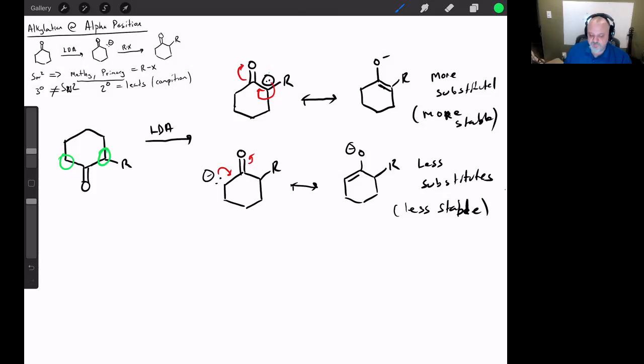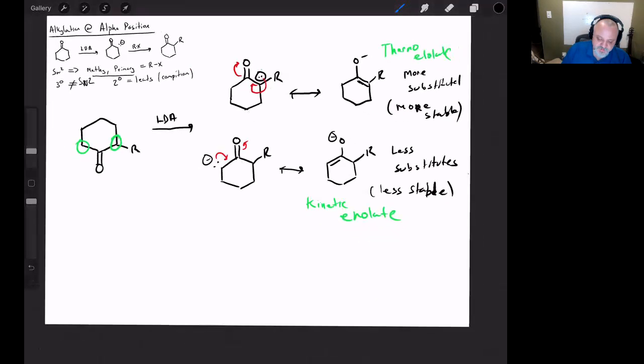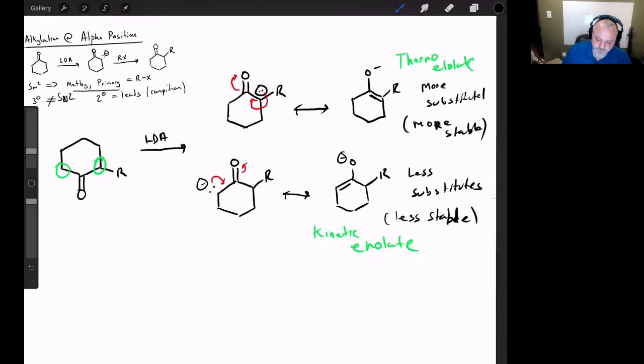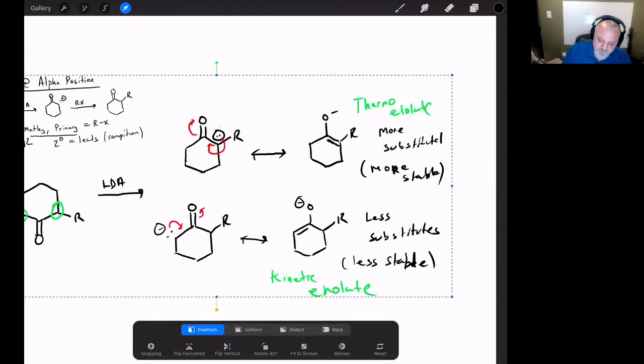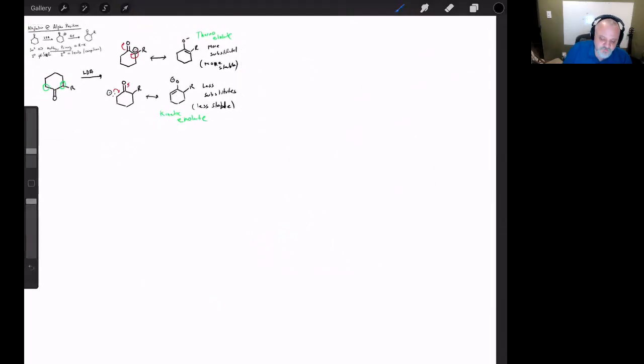So what do we have here? This is a competition between thermodynamic and kinetic control. This is the thermodynamic enolate, and this is the kinetic enolate. And so which one of these forms definitely depends on the reaction conditions. That's really what's going on here. And so what does that mean? That means that if there is an alkyl group at the alpha position, when I do this alpha alkylation, I have two options.